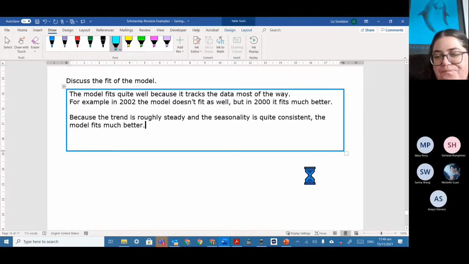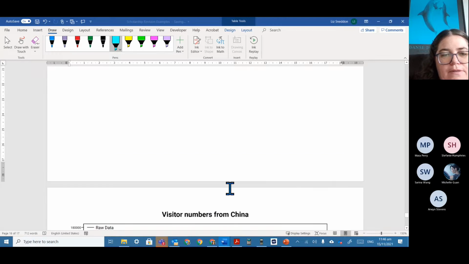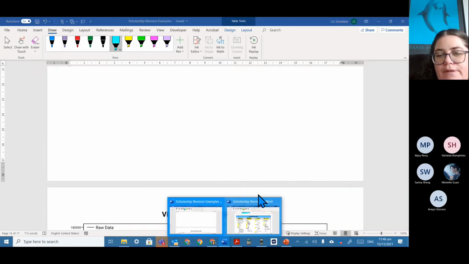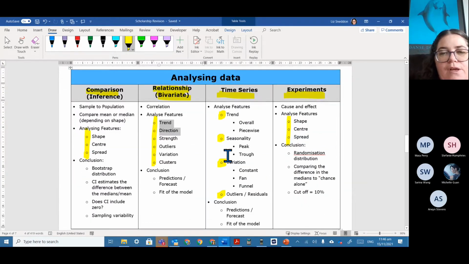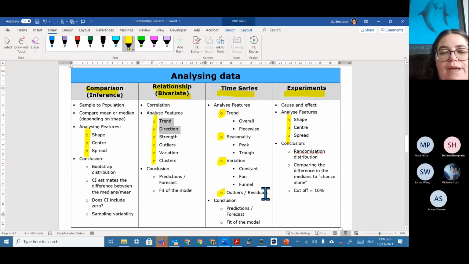Okay, so that is, what am I doing? Come back to this one. So that's looking at being able to analyze and draw conclusions for our different data.